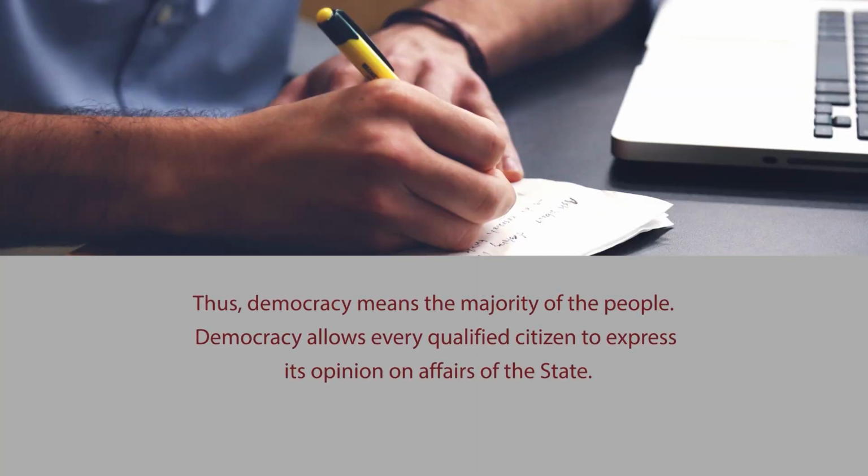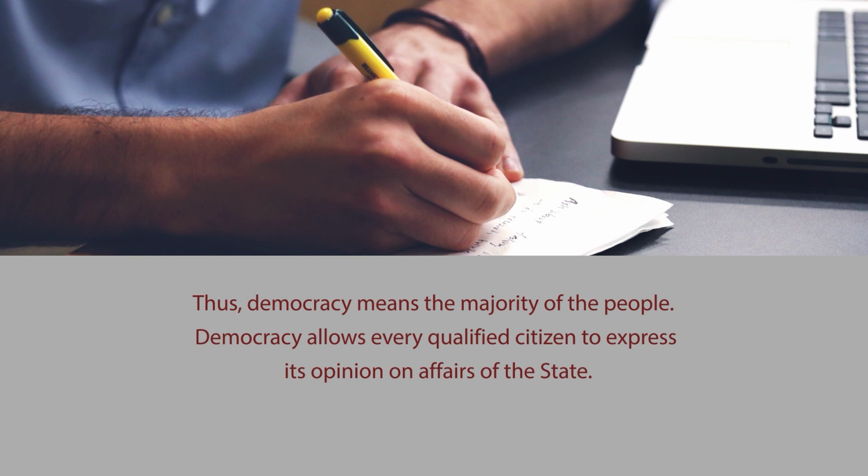Now what does this mean? If democracy really claims to be a government of the people, by the people and for the people, then the will of the people remains supreme. Their will regarding the policy and socio-economic directions of the government will be supreme. Thus, democracy means the majority of the people.